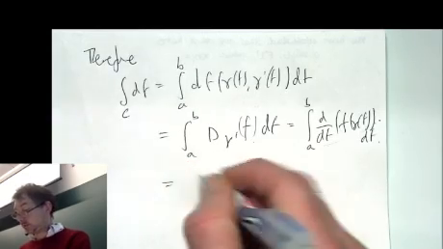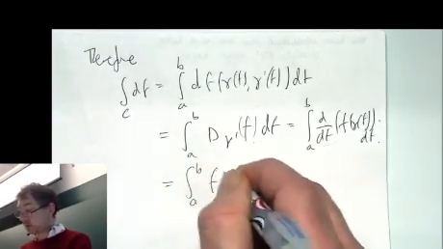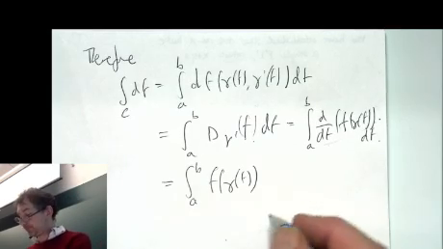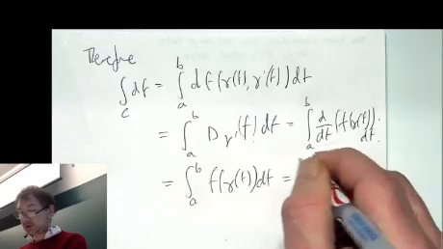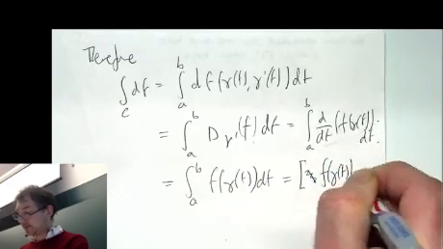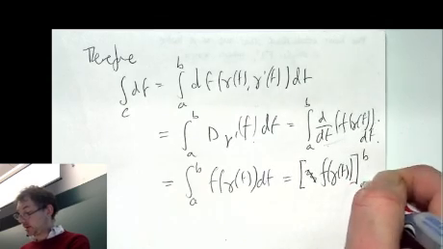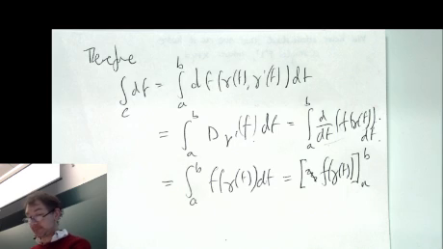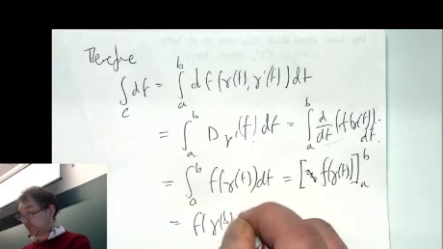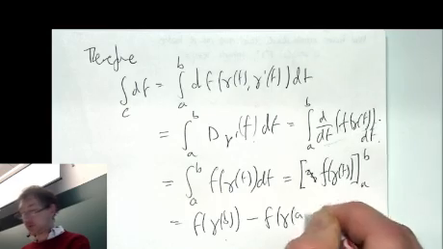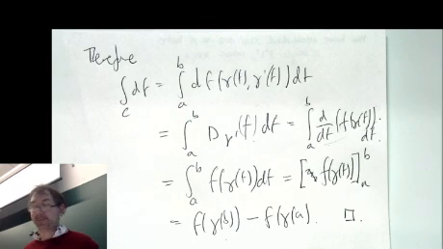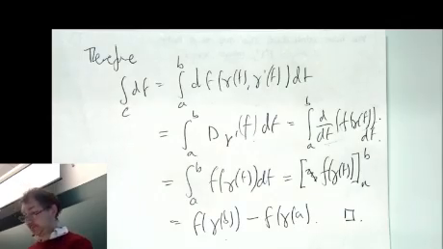And so that's equal to the integral from a to b of d/dt of f of gamma of t, by the normal fundamental theorem of calculus, dt, which is equal to just f of gamma of t evaluated at the point b and the point a, and the difference taken, which is equal to f of gamma of b minus f of gamma of a. Okay, let's have an example just to make sure we haven't gone mad.